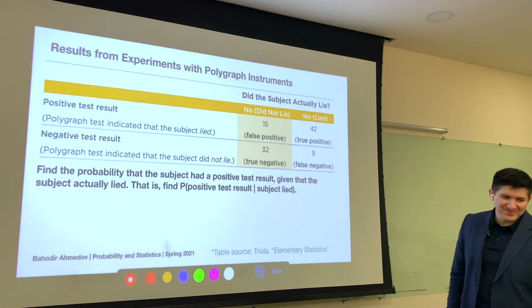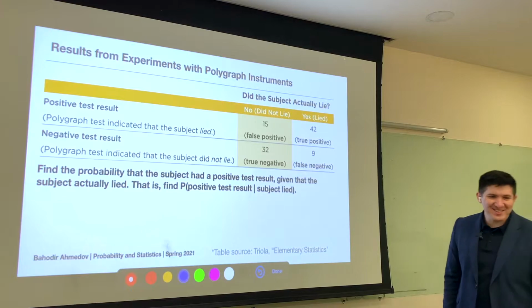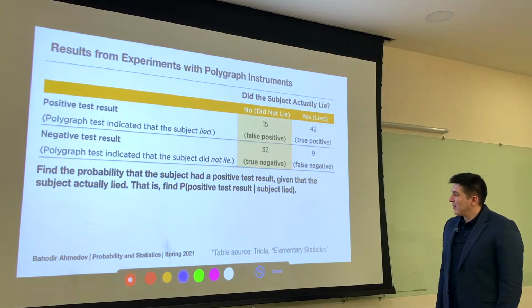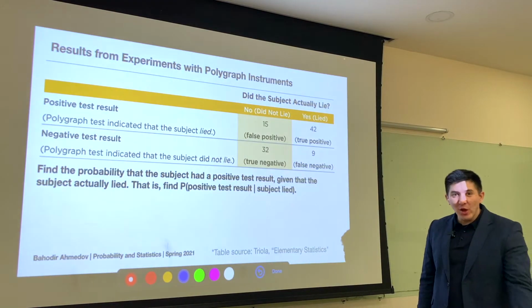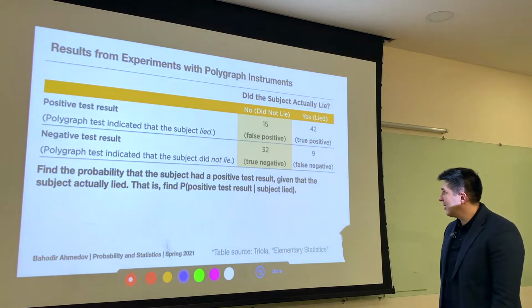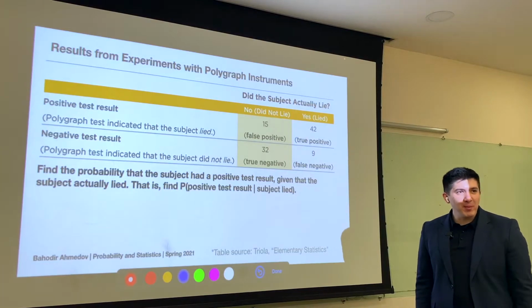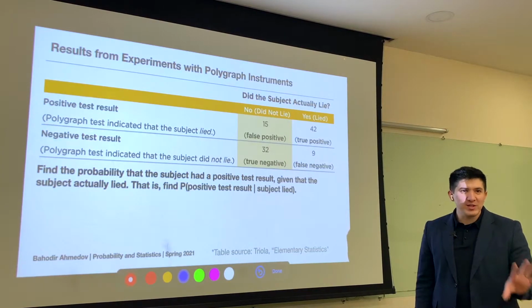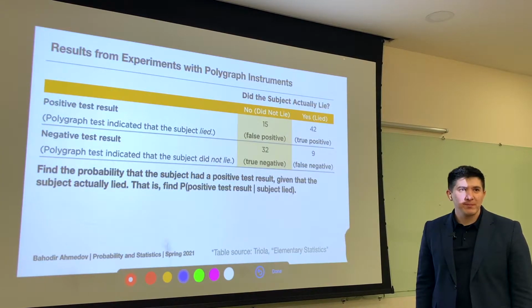What's your name? Alexander. So I choose Alexander, and I know he lied. Okay, he went through the positive test. I know that he lied. What is the probability that the polygraph tested positively for him?